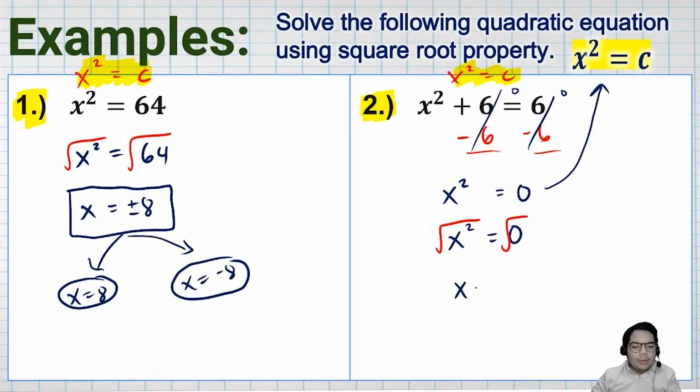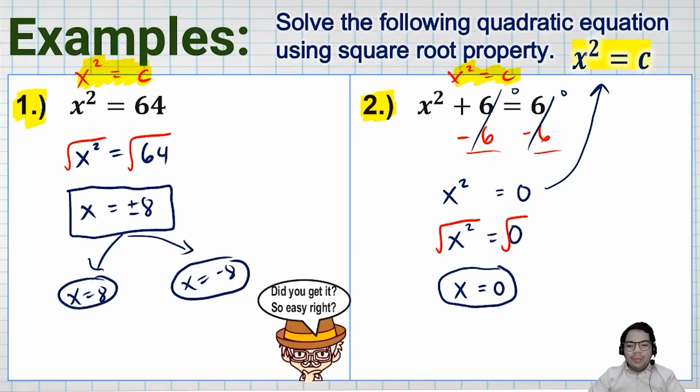Our answer now will be x is equal to, ang square root ni 0, there will be no other values na pag in-square mo, ang sagot ay 0, kundi 0 lang. So, ilan yung magiging sagot natin? Siyempre, isa lang. Kasi wala naman tayong positive and negative 0. 0 is just 0. Yan.